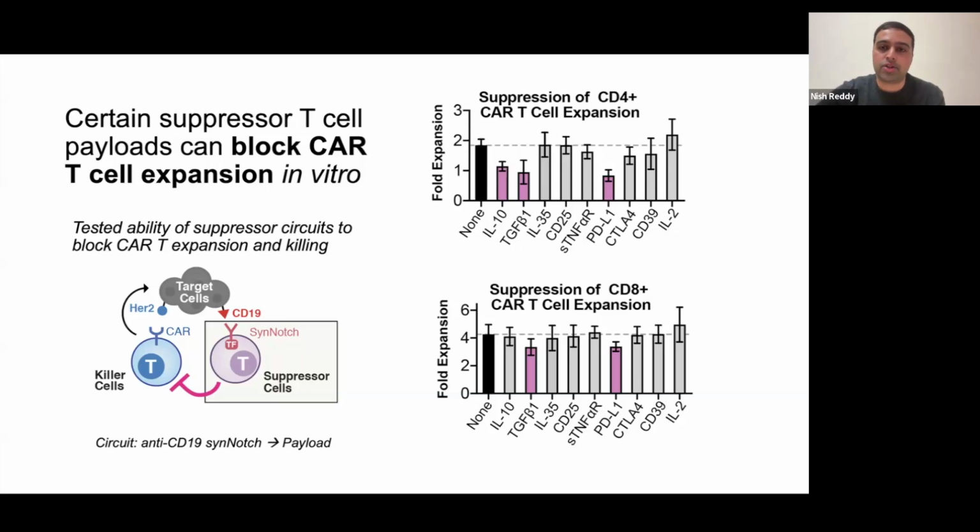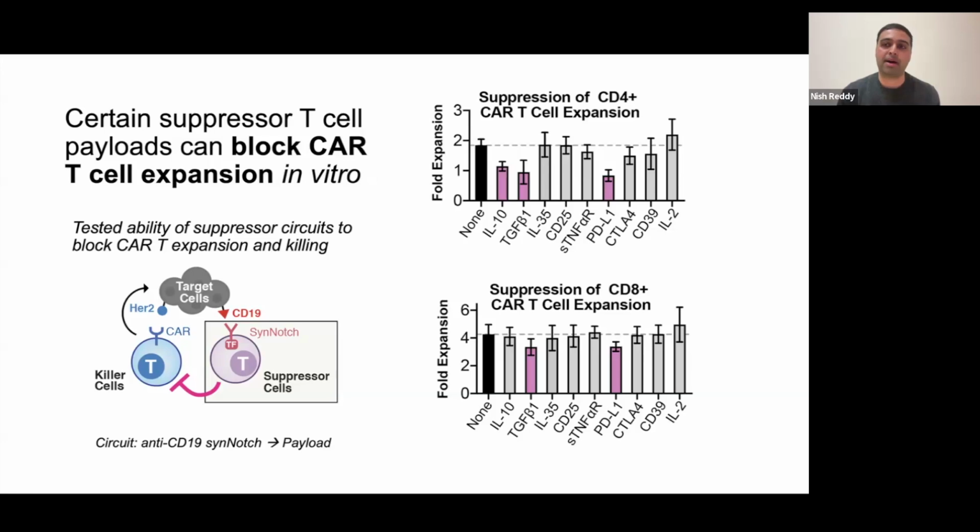So we looked at both the ability of these suppressor cells to block CD4 and CD8 CAR T cell expansion. And what we see is that certain payloads like IL-10, TGF-beta, and PD-L1 are capable of blocking CD4 CAR T cell expansion, whereas payloads like TGF-beta and PD-L1 are able to block CD8 T cell expansion. And also interestingly, we see IL-10 has specific activity against CD4 T cells, but not against CD8 T cells. So there's some specificity in what cell types these inhibitory signals are able to block.